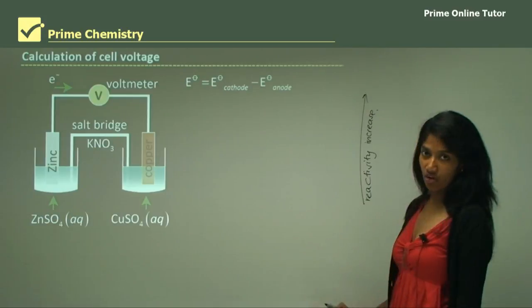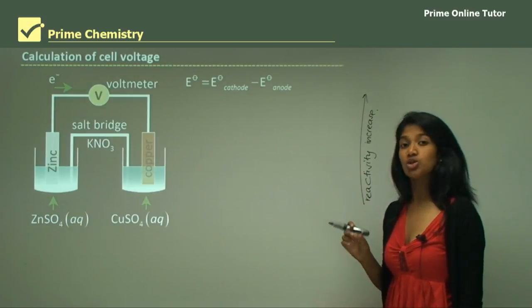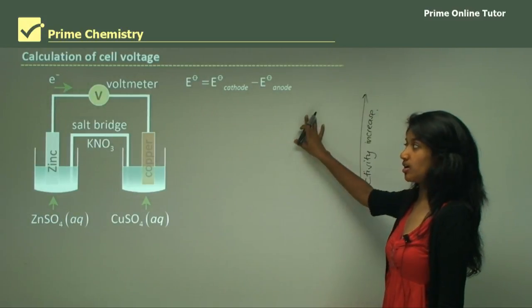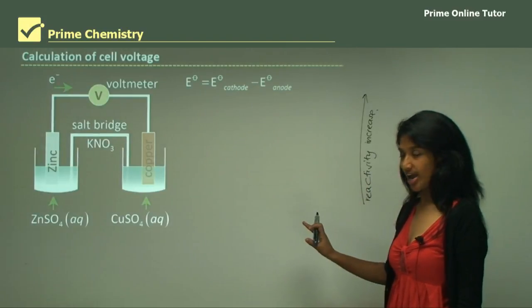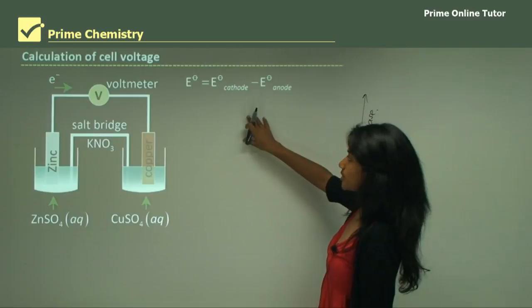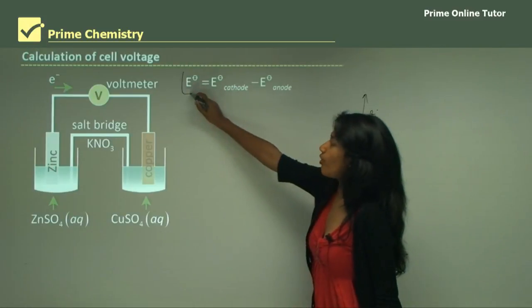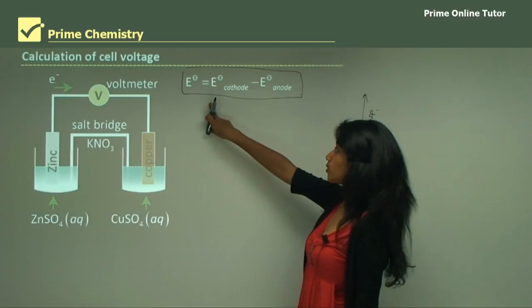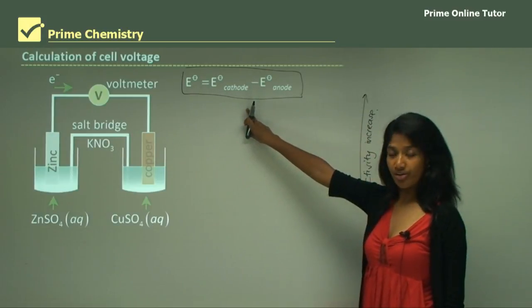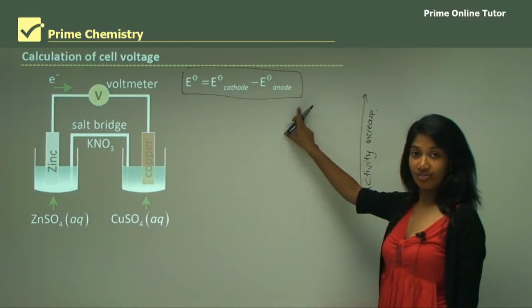Calculating the cell voltage. In your HSC, you would be asked to calculate cell voltages after writing the reduction reaction and the oxidation reaction. And you can do it by using this formula here. We have the EMF, which equals the EMF of the cathode minus the EMF of the anode.